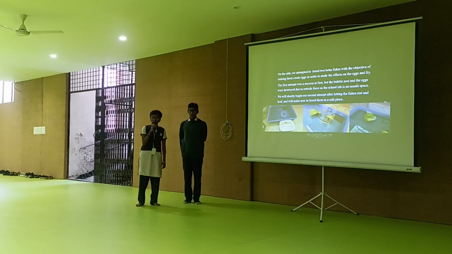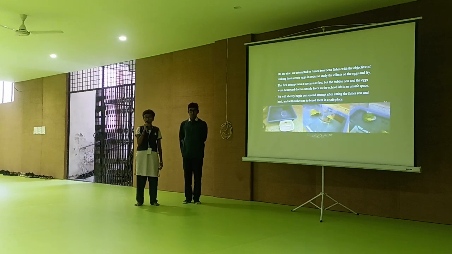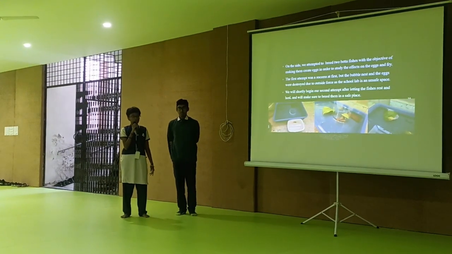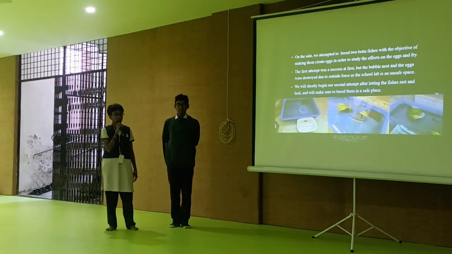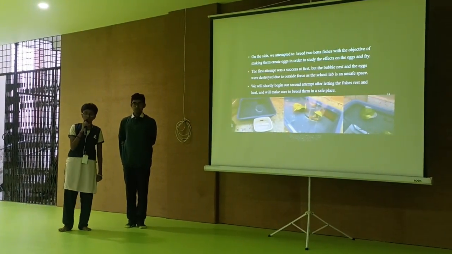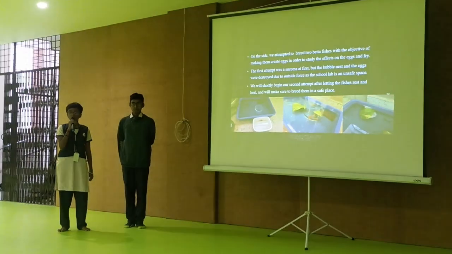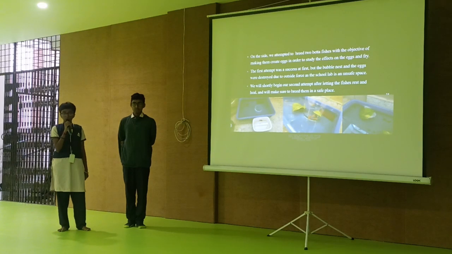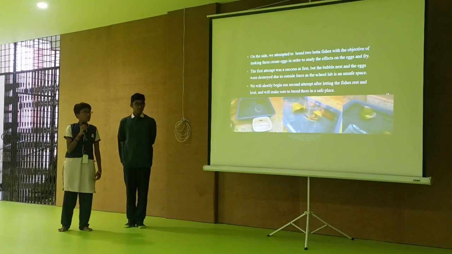On the side we were also attempting to breed betta fishes because we wanted to see the effects on eggs as well. But we couldn't do it with wild fishes, as breeding wild fishes is a very difficult procedure. So we took domestic betta fish, which is quite easy to breed. The first attempt was actually a success, but the biology lab was not that safe a space, so the nest was broken by outside force. So we'll be attempting to do it again.